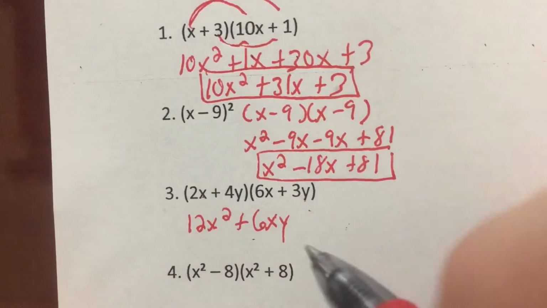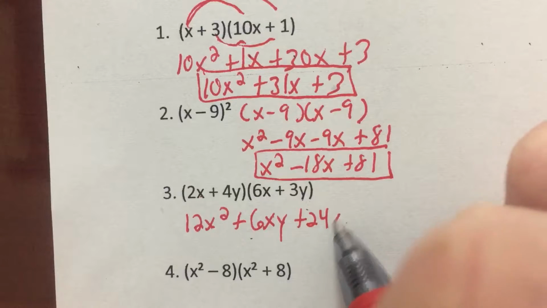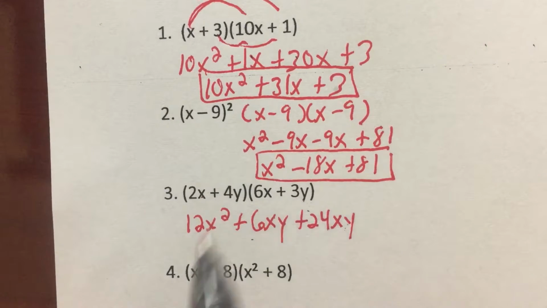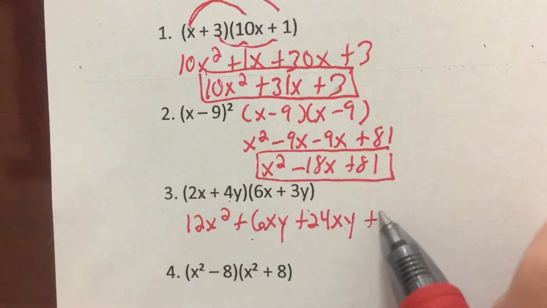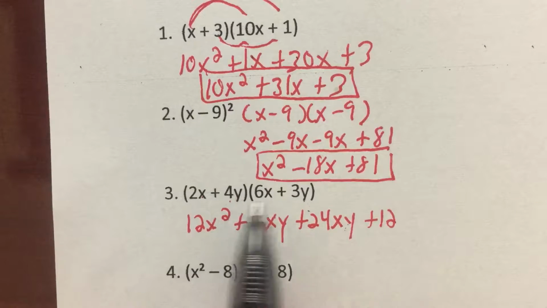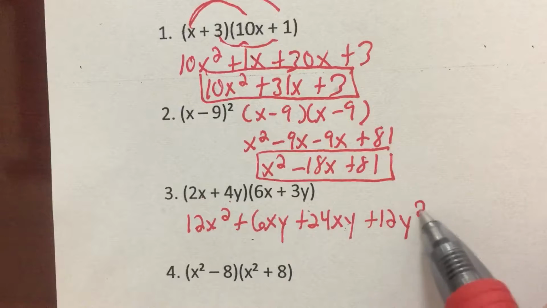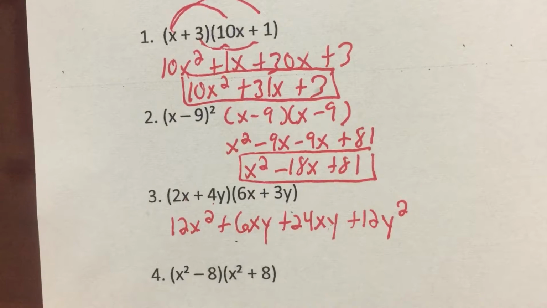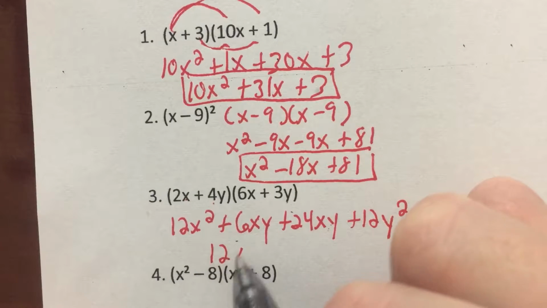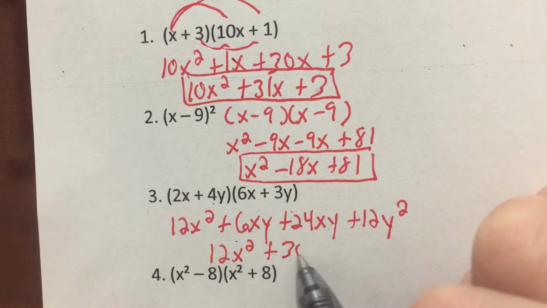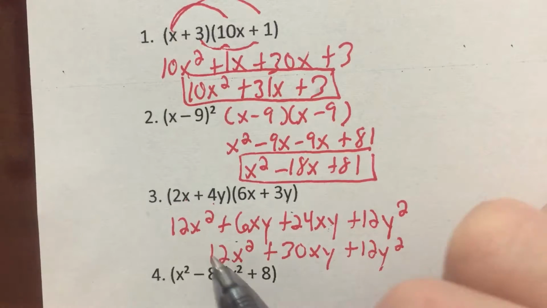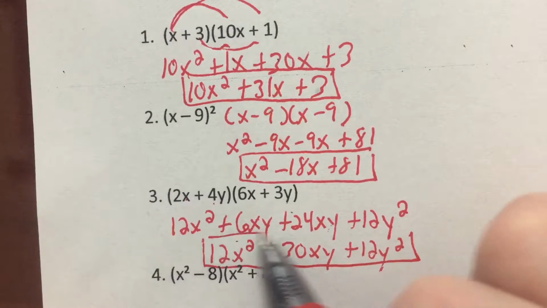When 4y multiplies 6x, we get a 24xy. And when 4y multiplies 3y, the 4 and the 3 make a 12. And this y and this y make y squared. Two terms in the middle are like terms. We add those up, we'll get 30 xy's. So we end up with 12x squared plus 30xy plus 12y squared. Like so.